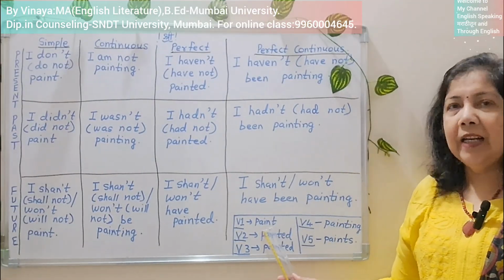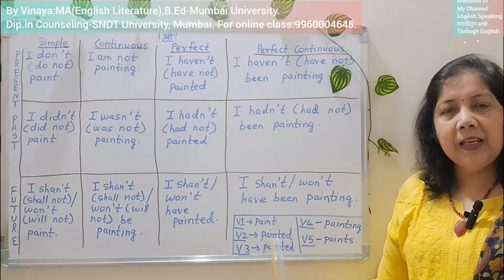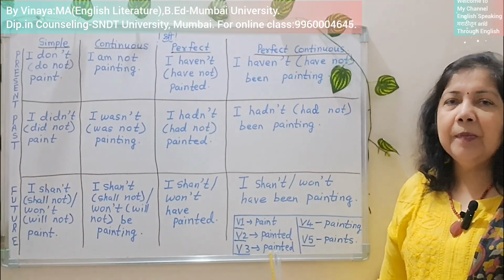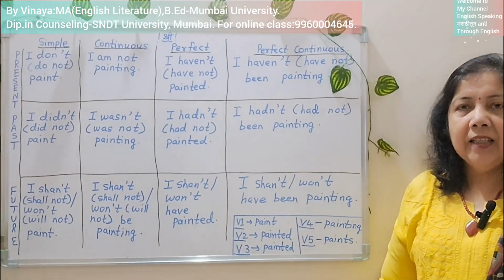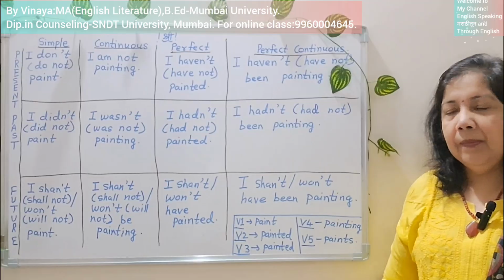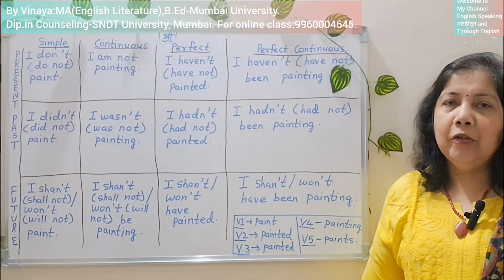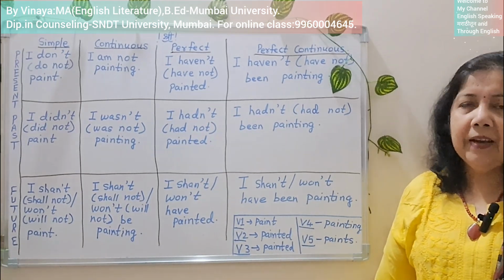V1 is paint, that is the main verb. V2 is painted, ed, that is the past tense of the verb. V3 is painted again, ed, that is past participle of the verb. V4 is painting, ing, present participle of the verb. And V5 paints, main verb plus s or es. Here for paint we add only s, that is V5.